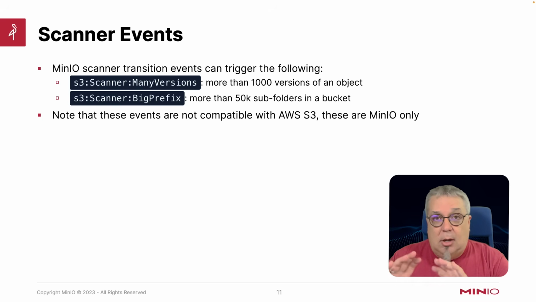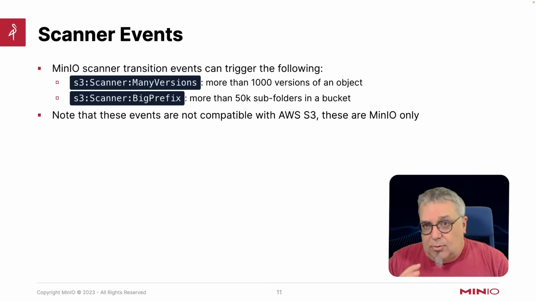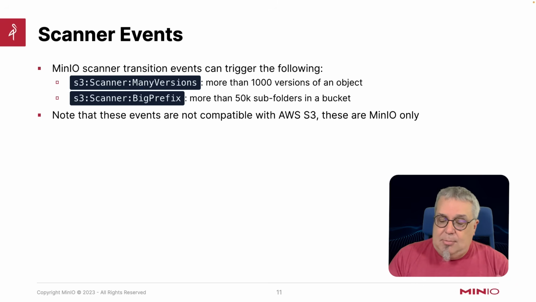You can watch these on any bucket as well. Also, these can be watched at a site-wide level. This is one of the interesting things: scanner events can also be watched site-wide. So any bucket in your system that has more than 1,000 versions or more than 50,000 prefixes in it will trigger these events. We'll show you how to watch for those in just a minute. But these events are not compatible with AWS S3. So if I'm using AWS S3 as well as MinIO for whatever reason, I can only watch these on my MinIO servers. These are MinIO only.